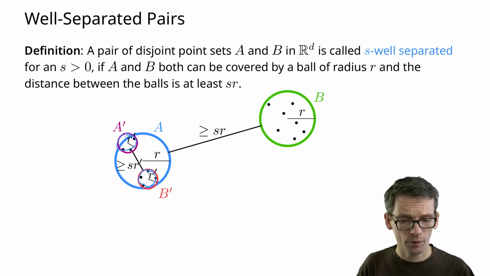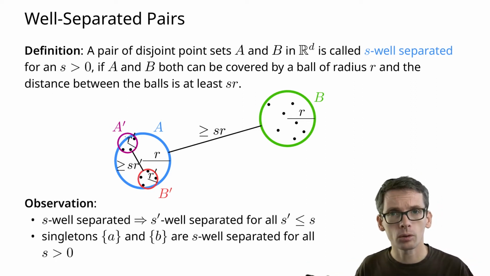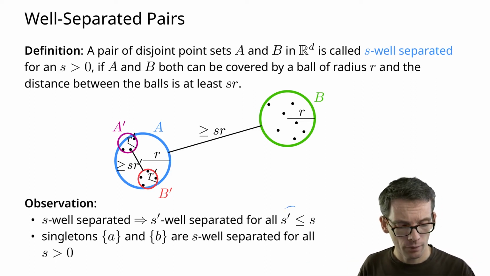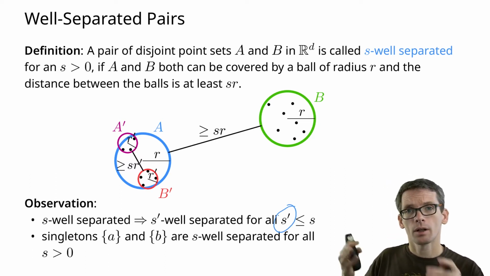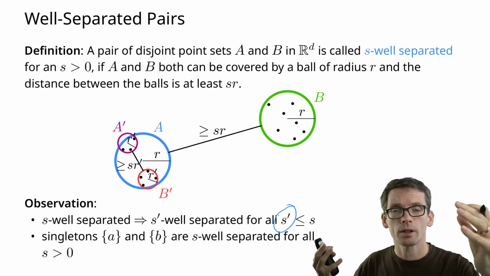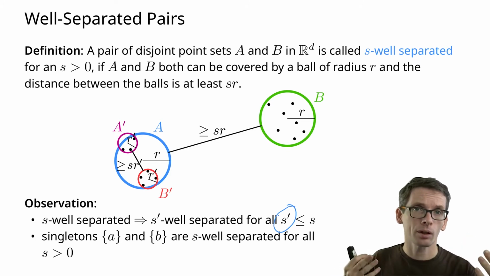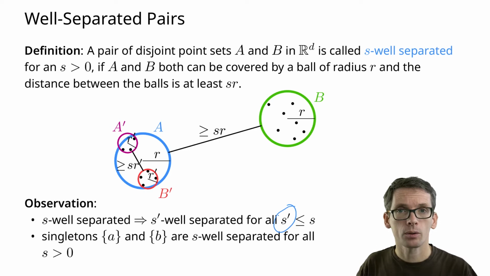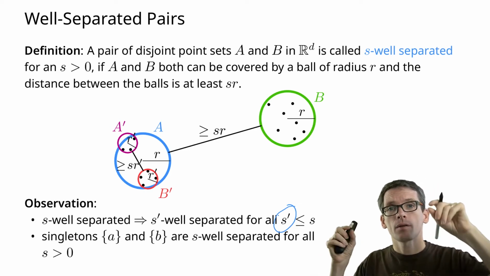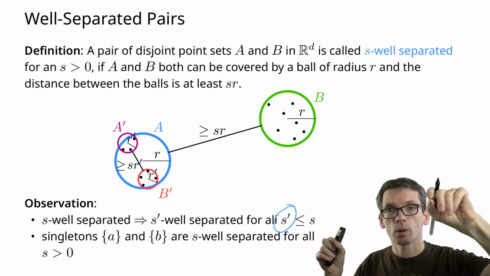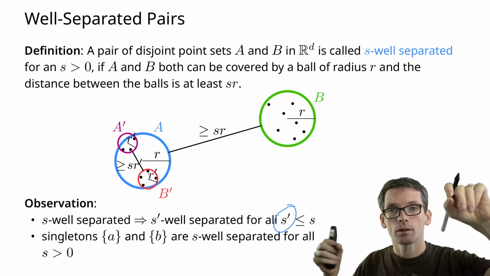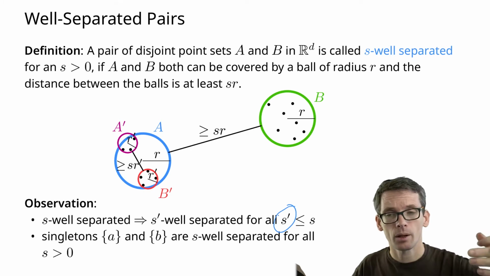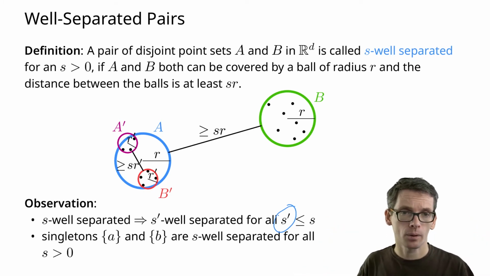Let's first make some observations here. So one, being s well separated is a monotone property in the sense that if I have a smaller s prime, so if a pair is s well separated and I have an s prime smaller than s, then the pair is also s prime well separated. Also, if A and B are both just a single point, then 2 points are always s well separated because I can take arbitrarily small disks.